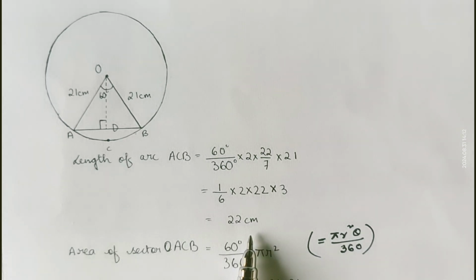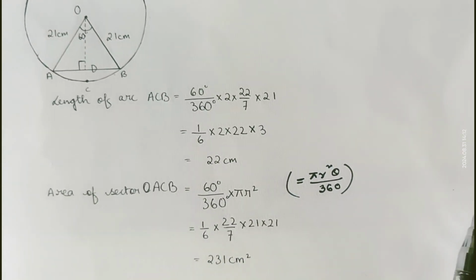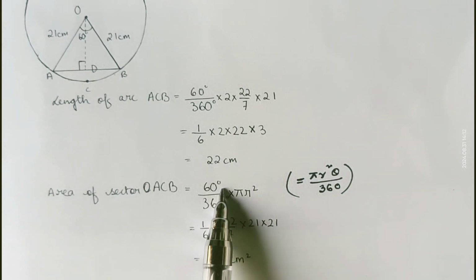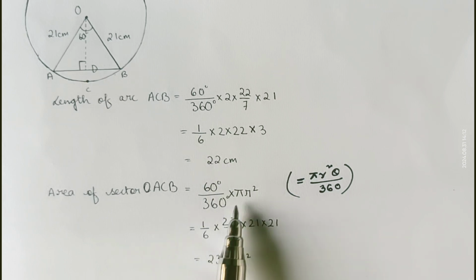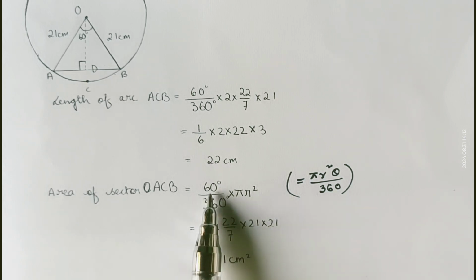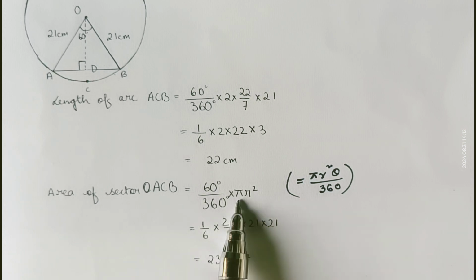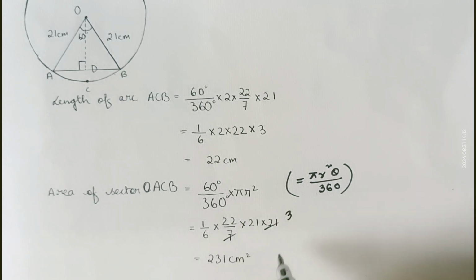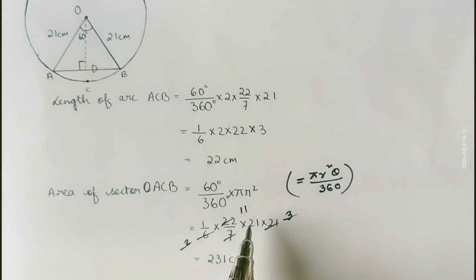Again it is given, we have to find the area of the sector. Area of the sector formula is pi r square theta by 360. So we can write theta by 360 into pi r square. Here it is 60 as given in the question by 360 into pi r square. 60 and 360 can be cancelled. We will get 1/6 into pi is 22/7 into 21 into 21, because radius is 21. Now if I cancel 7 and 21, 3 7 are 21, 3 2 are 6, and 2 11 are 22. So 11 into 21 will give 231. Therefore area of the sector is 231 cm square.